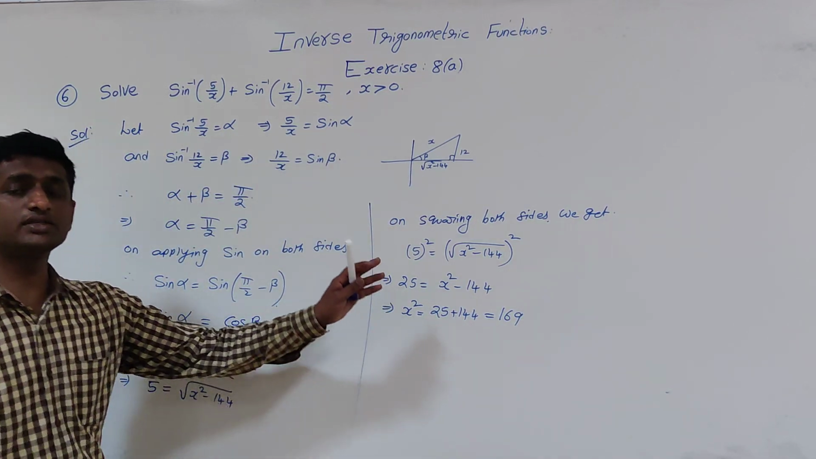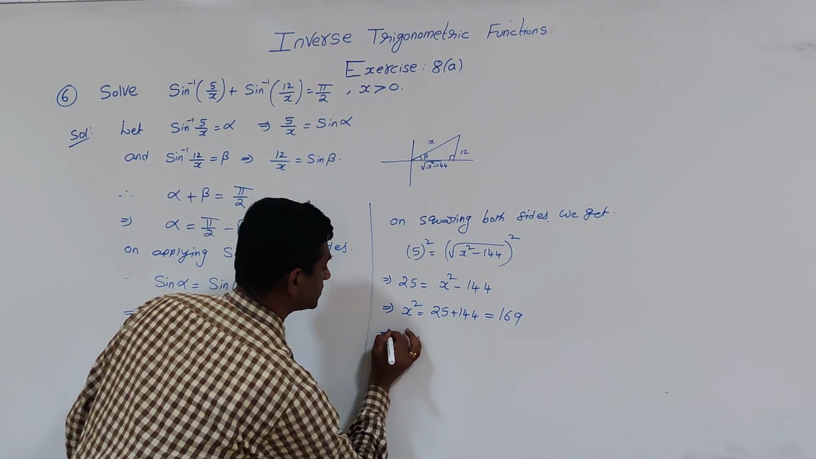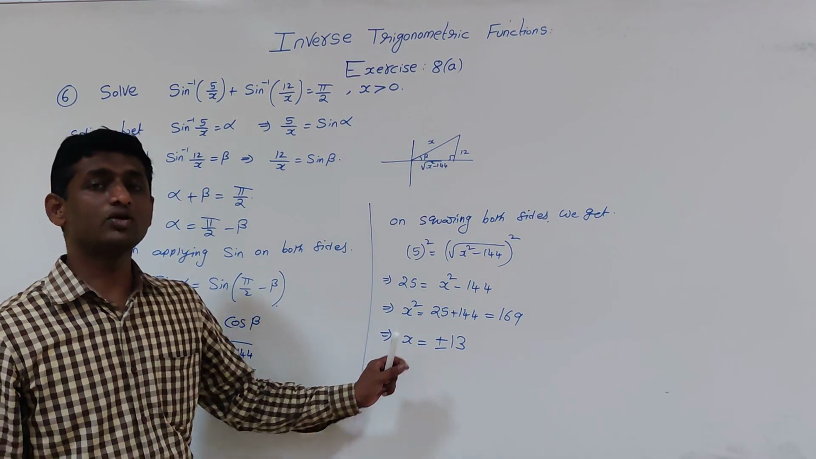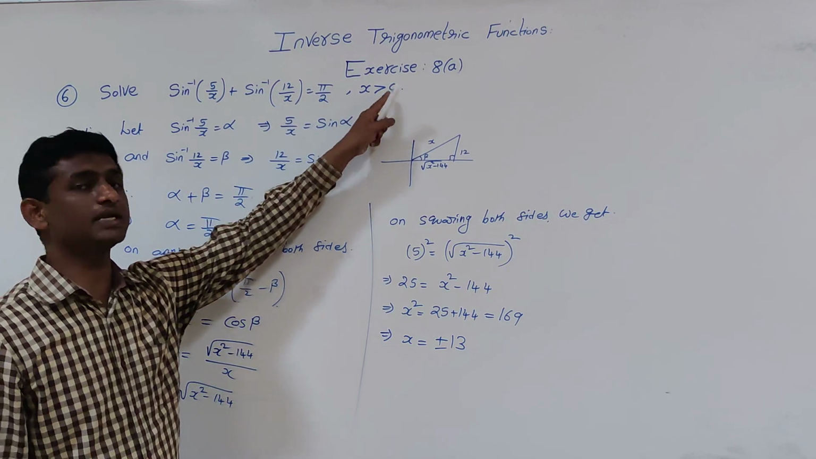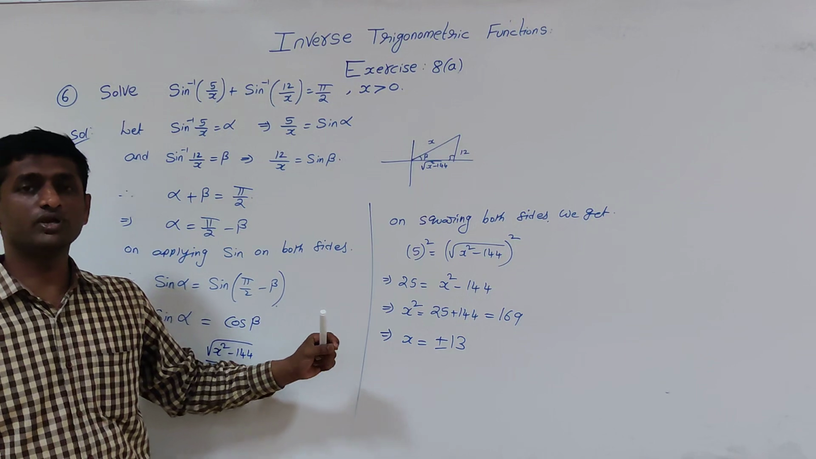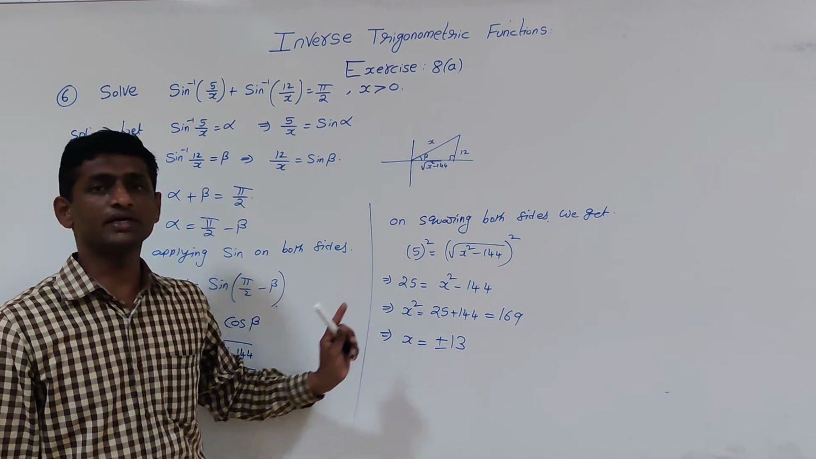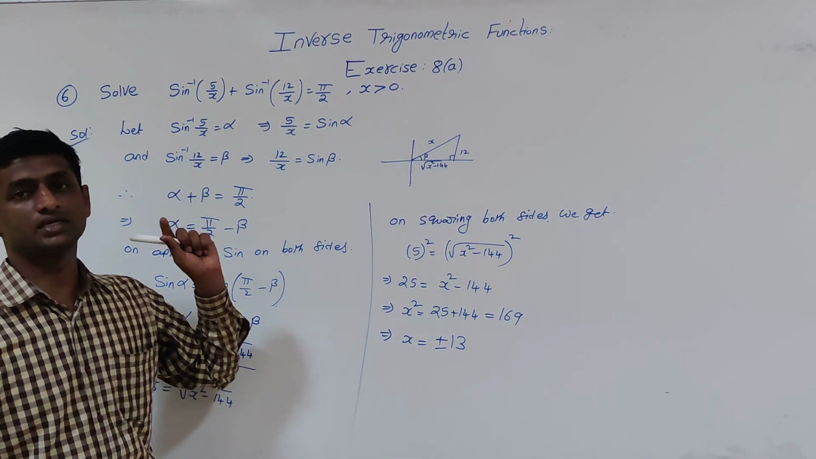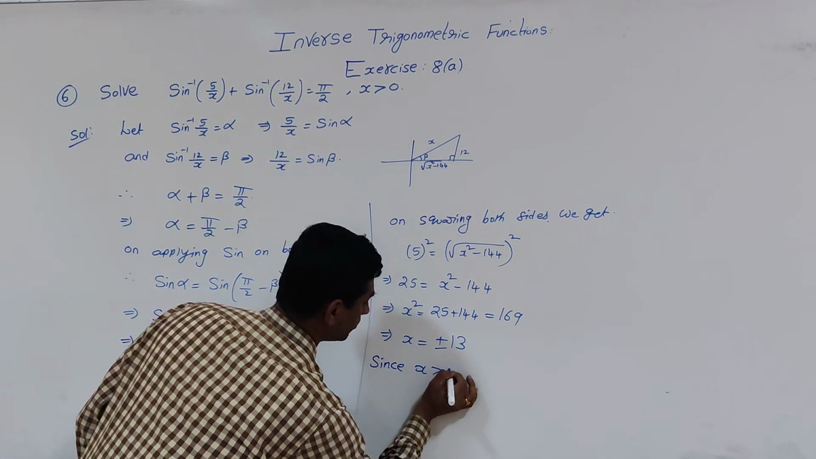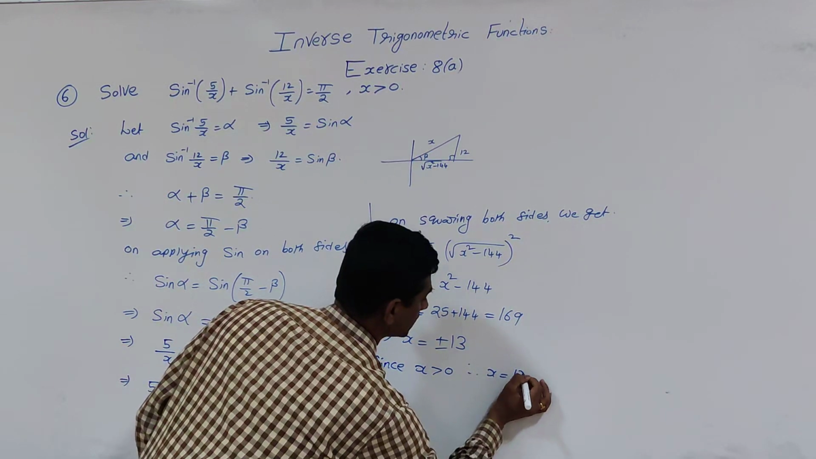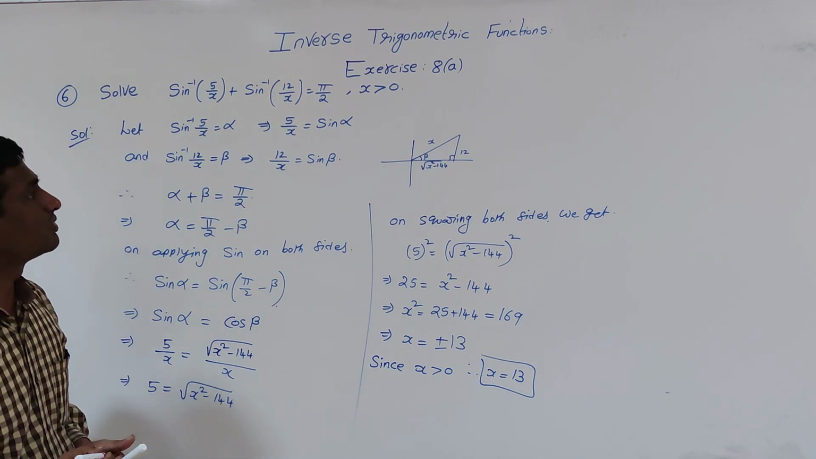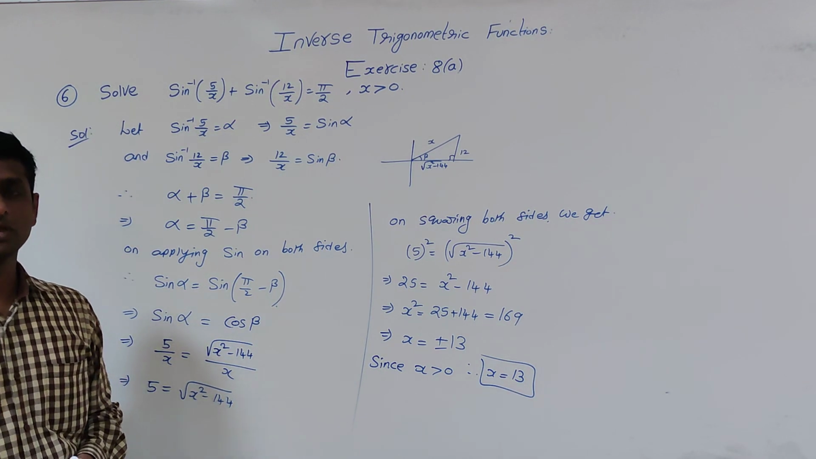Means x square is equal to 169, means x is equal to plus or minus 13. But it is asking for what value of x this equation satisfies, means x is greater than 0. So x should be positive. So we have to select either plus 13 or minus 13. Yes, plus 13. So since x is greater than 0, therefore x is equal to 13. Means if x is equal to 13, sin inverse of 5 by 13 plus sin inverse of 12 by 13 will be pi by 2. So next problem.